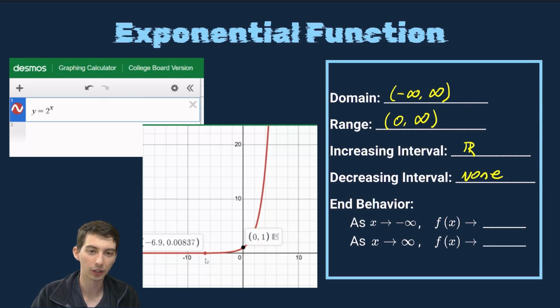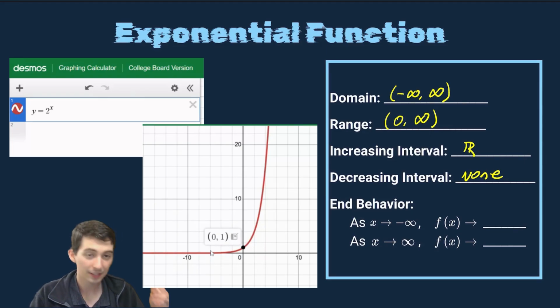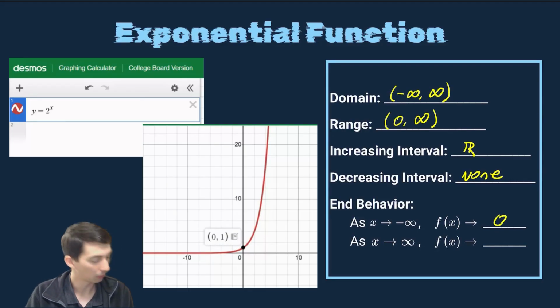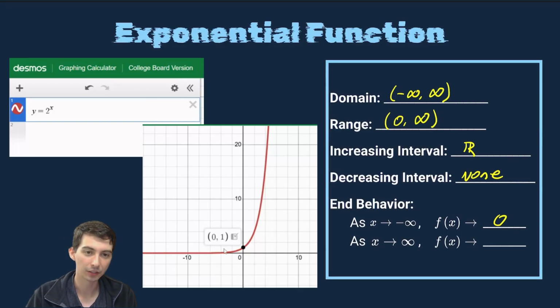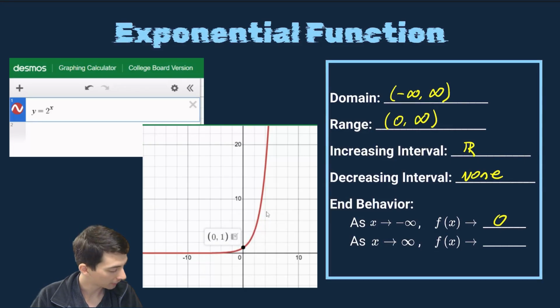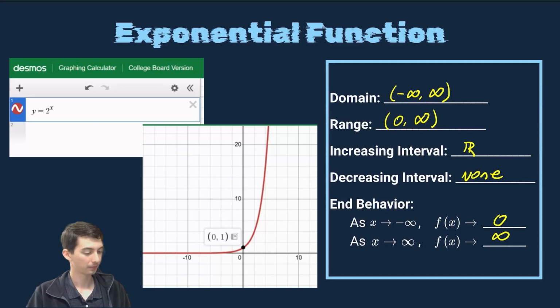As x goes to negative infinity, I see that the y value is getting really, really close to that same number 0 that we talked about. So as x gets further to the left, I see I'm getting closer and closer to 0. So that's going to be my end behavior, is y is going to get really, really close to 0, even though we're never actually going to touch it. As x goes to positive infinity, though, I see that this graph is going to keep going up and up and up forever. So I'll say that f of x goes to infinity.